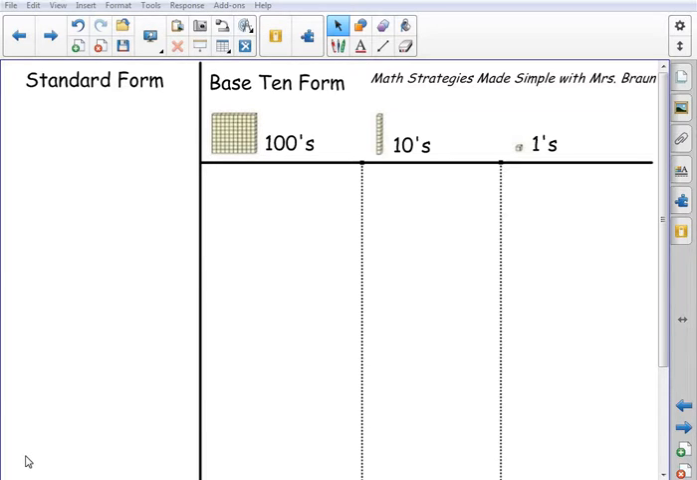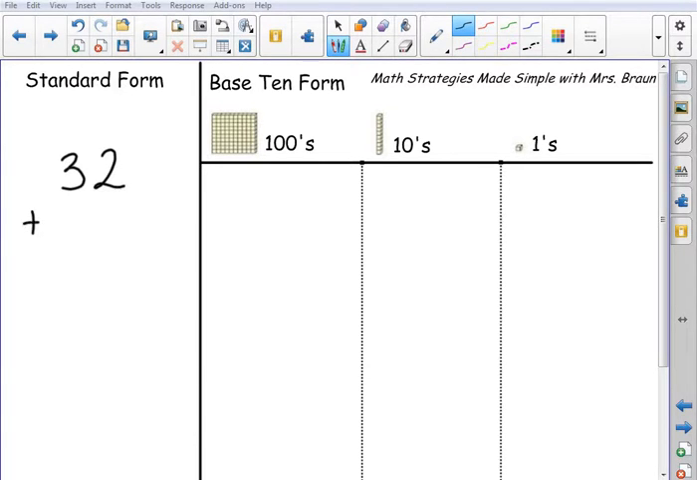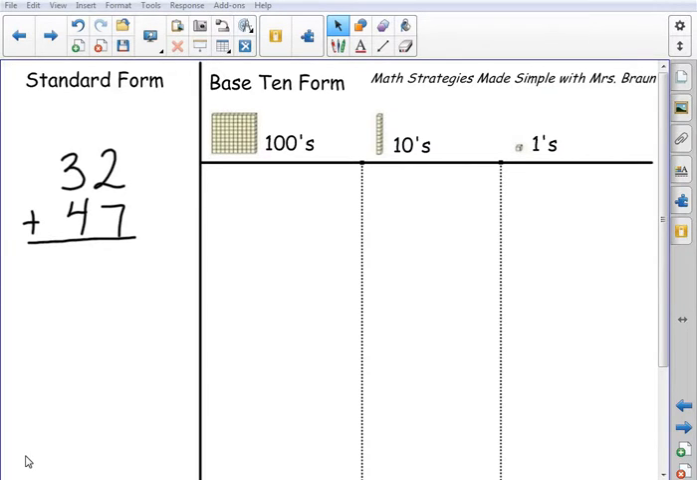Today we're going to look at a way to represent addition of multi-digit numbers. So let's get started. For example, if we have the problem 32 plus 47, I'm going to represent both of these numbers using base 10 drawings or base 10 representation over here on the mat.